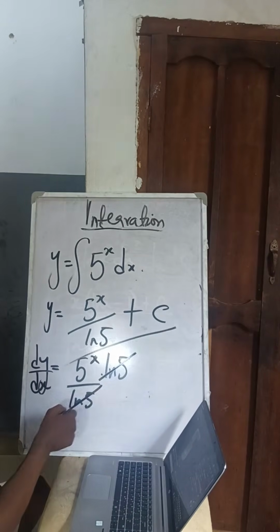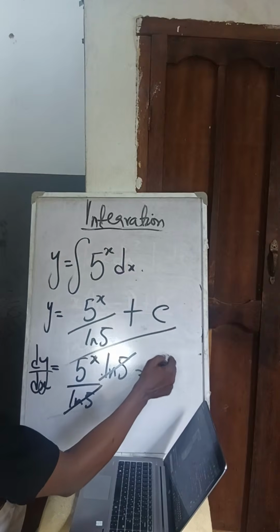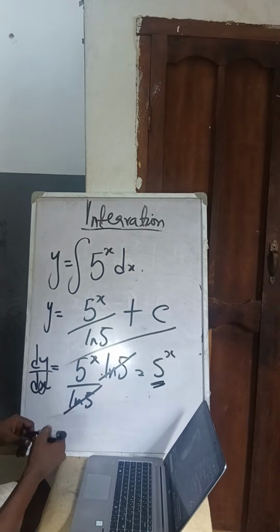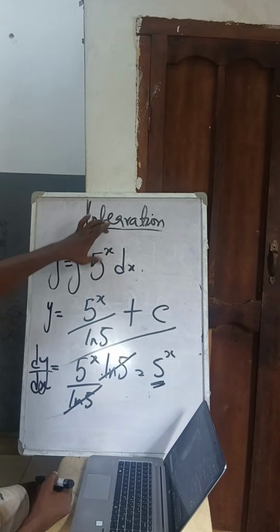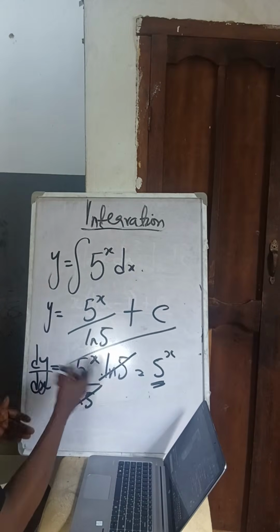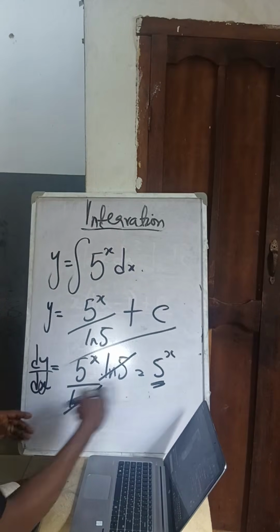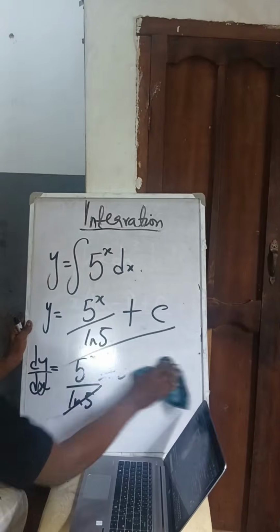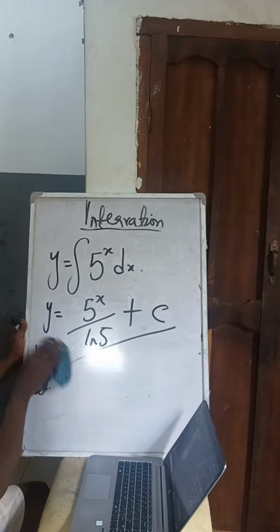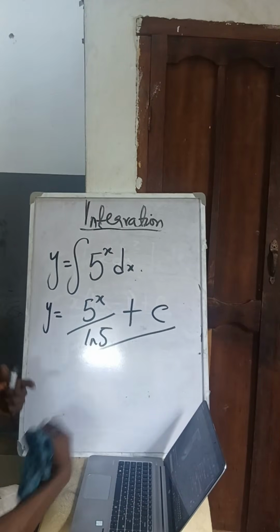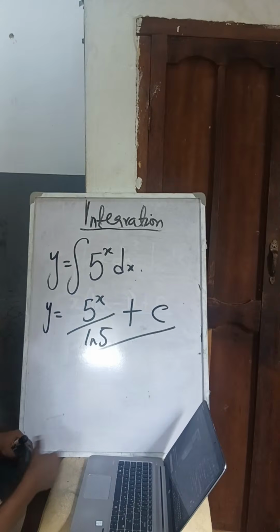So this will cancel out this. So your answer is 5 raised to the power x. Have you seen that we have gotten back this 5 raised to the power x? So if you integrate, you get this. If you differentiate, you get that. So to check whether what you have done is correct, you do the integration and differentiation. Differentiate what you have integrated to know whether you're correct, okay?